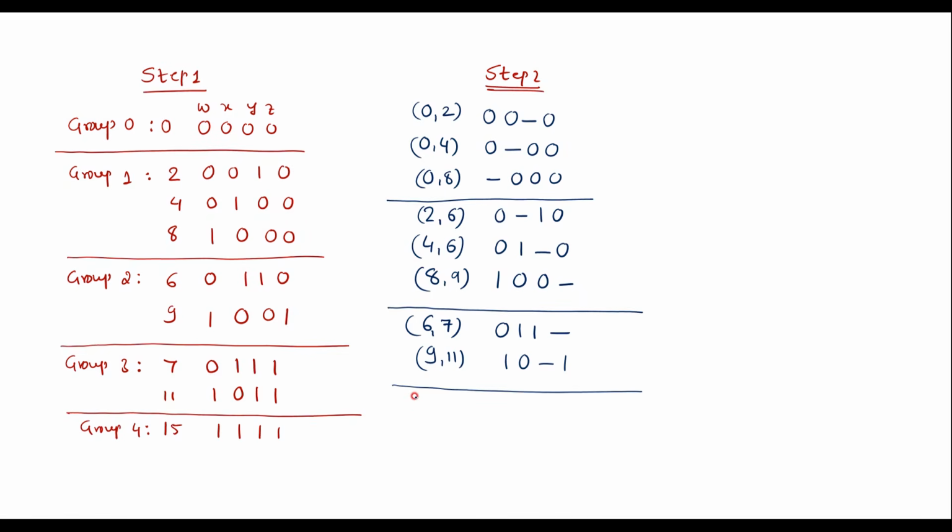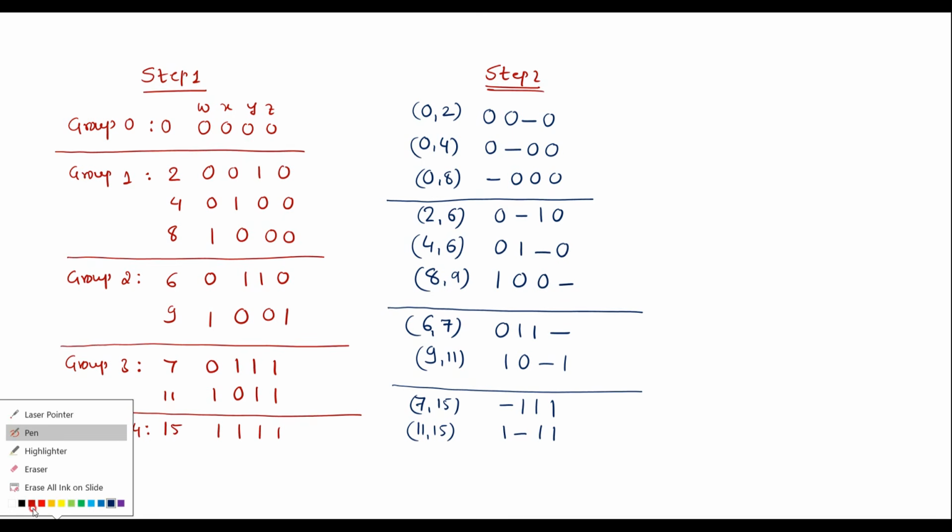So 7 and 15 differ by 1 bit, that is 1 1 dash 1. Similarly, if we compare 11 and 15, so again it is 1 0, and here we have 1, that is 1 dash 1 1. So with this we have completed step 2. Similarly, now we should go for step 3.